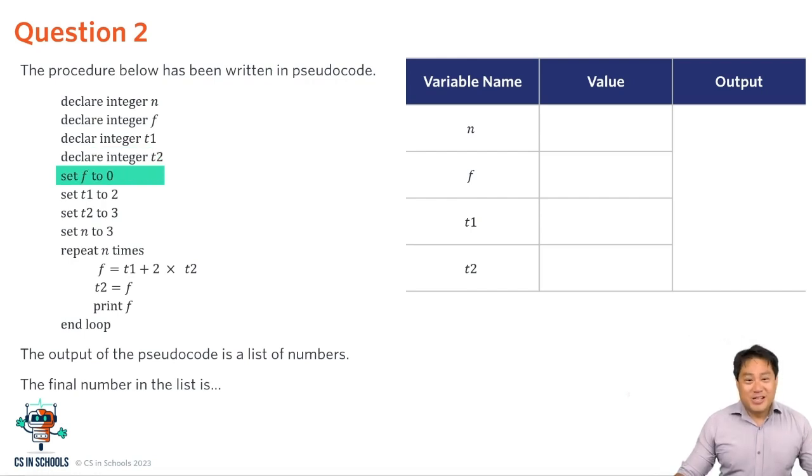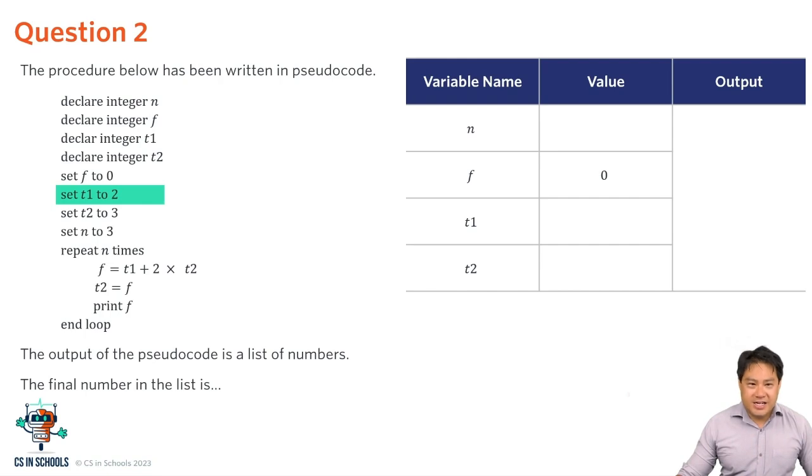The next 4 lines of pseudocode are where we are going to initialize those 4 variables. Initializing means we're going to set them up with some initial or starting values. That line there is saying set f to 0. All we're going to do there is put in the value of 0 in the value column that is next to the variable on the trace table.